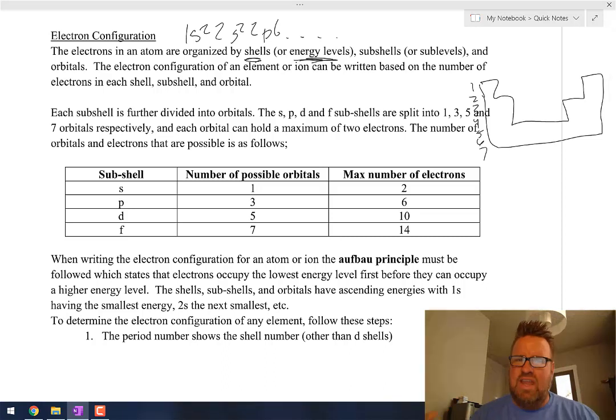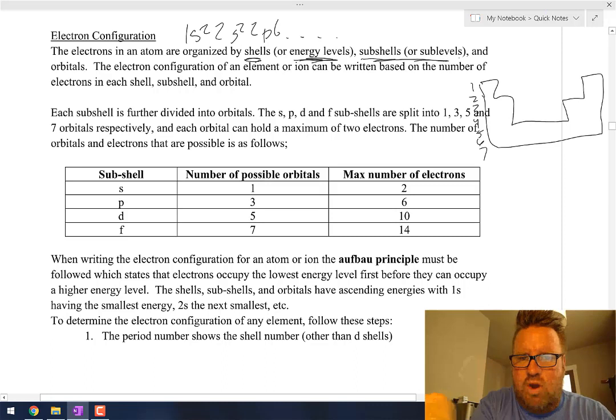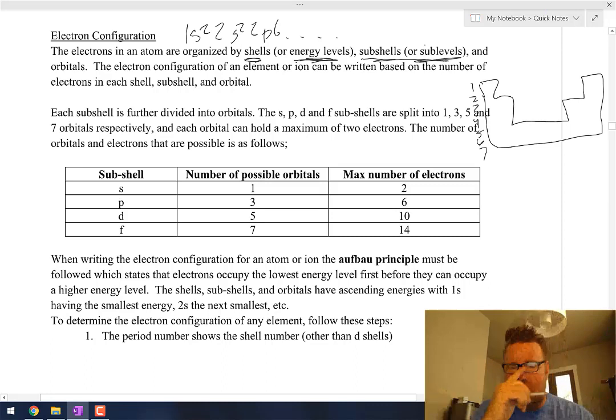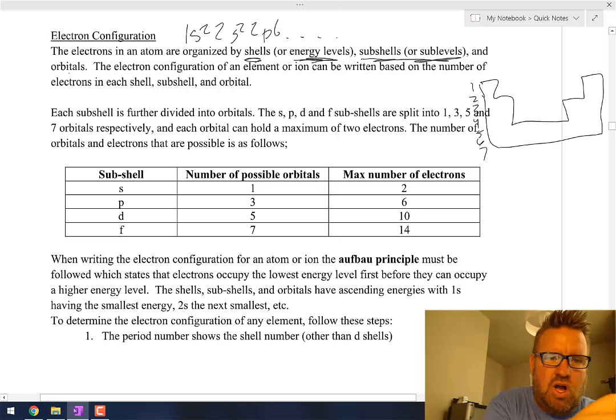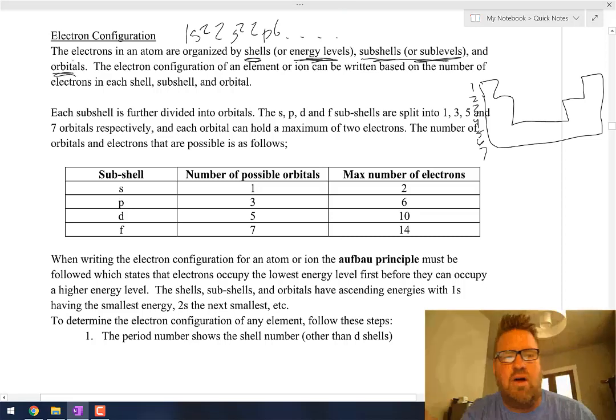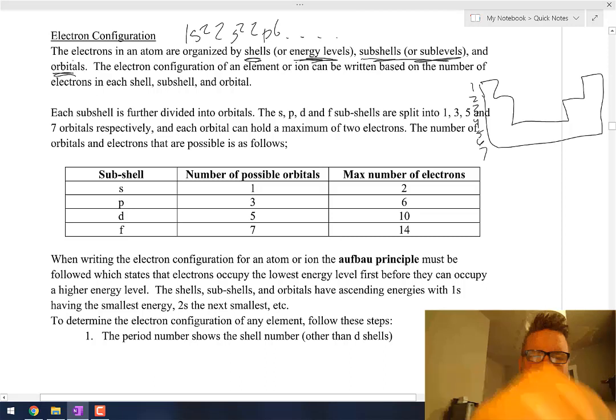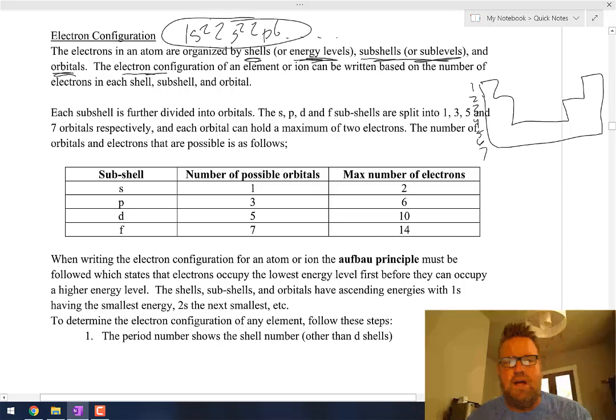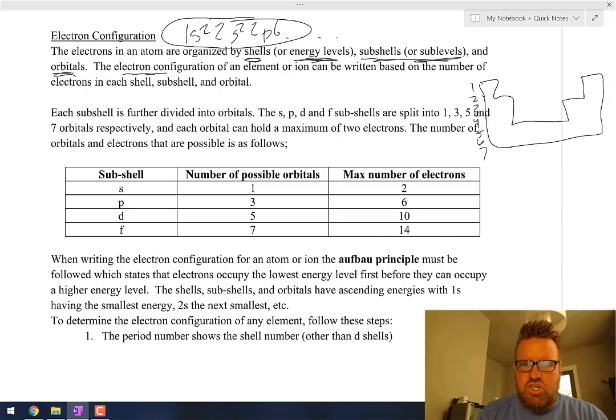And then within each shell or each energy level, there is one or more subshells or sublevels. And within those subshells or sublevels, there are things called orbitals. We're going to talk about all three of those. And basically, the electron configuration, this thing right here, is written based off of the number of electrons in each shell, in each subshell, and in each orbital.